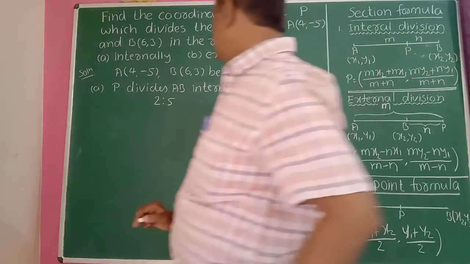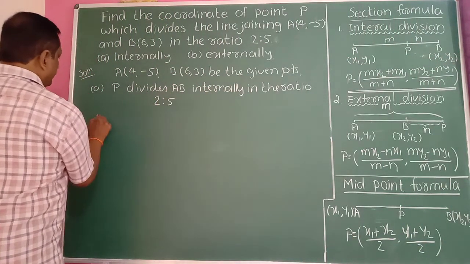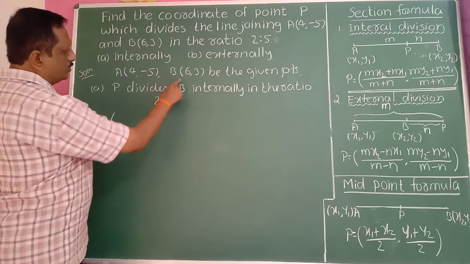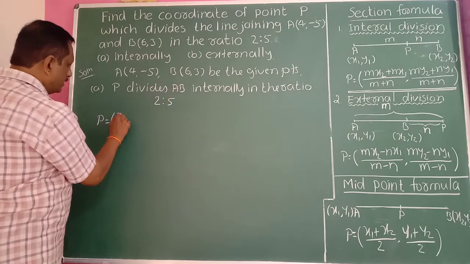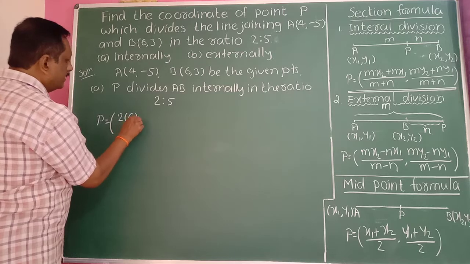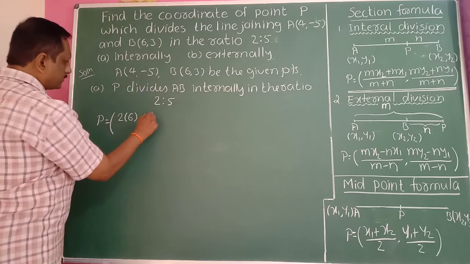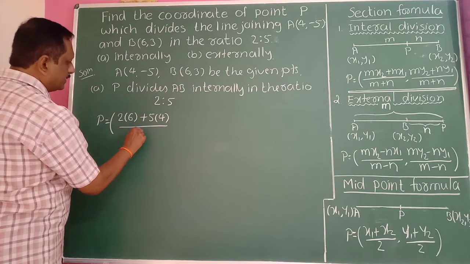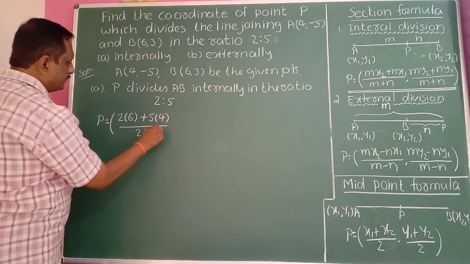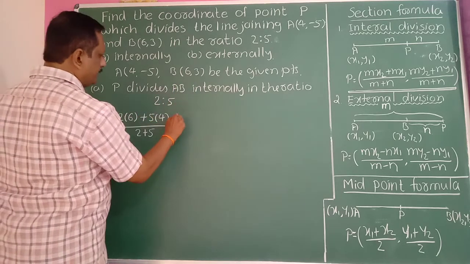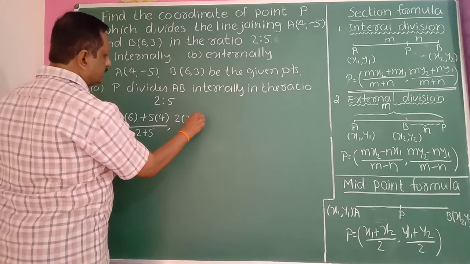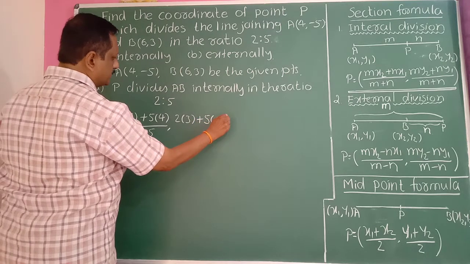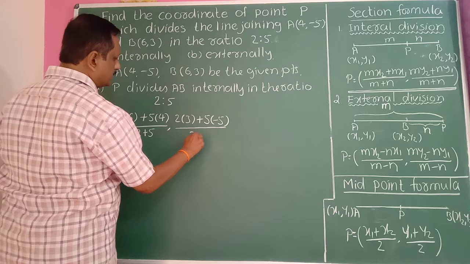Therefore, even here P divides AB internally. So the coordinate of P is given by: P is equal to, take only the x coordinate now, 2 into 6, then plus 5 into 4, divided by 2 plus 5. Then 2 into 3 plus 5 into minus 5, divided by 2 plus 5.